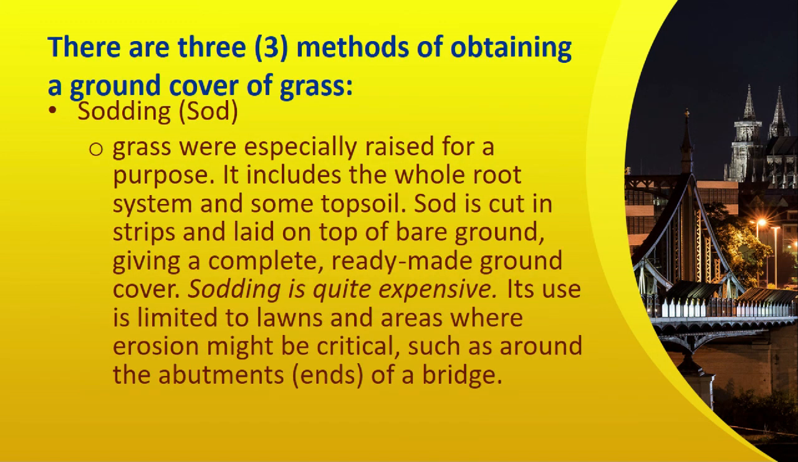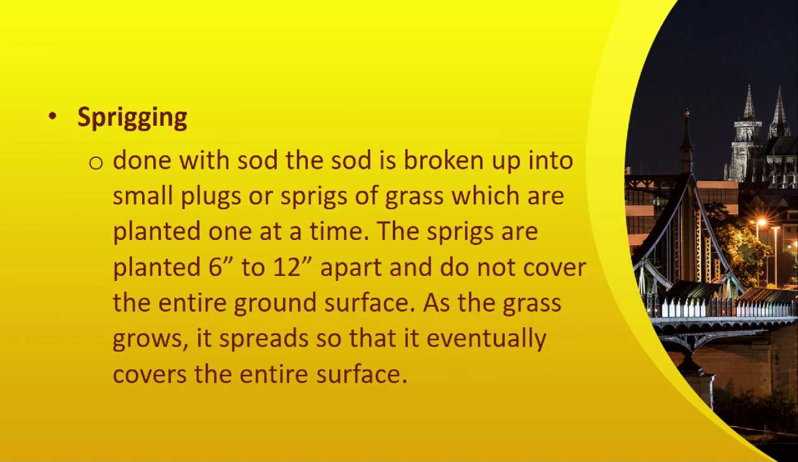There are three methods of obtaining a ground cover of grass. First is sodding. Sod is cut in strips and laid on top of bare ground, giving a complete ready-made ground cover. Sodding is quite expensive. Its use is limited to lawns and areas where erosion might be critical, such as around the abutments or ends of a bridge. Second is sprigging. The sprigs are planted 6 inches to 12 inches apart and do not cover the entire ground surface. As the grass grows, it spreads so that it eventually covers the entire surface. Yung sprigging daw is mas mura kaysa sa sodding.